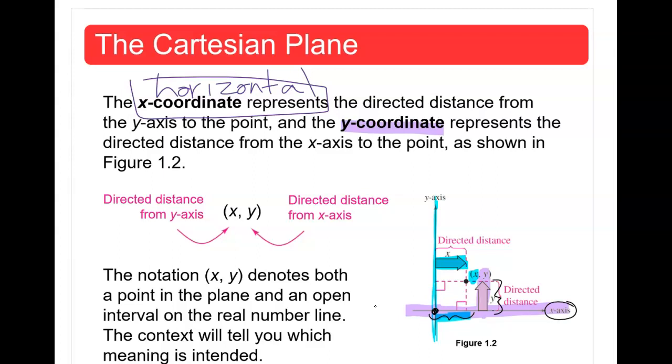Now, for the y-coordinate, I like to think of it as the vertical distance.